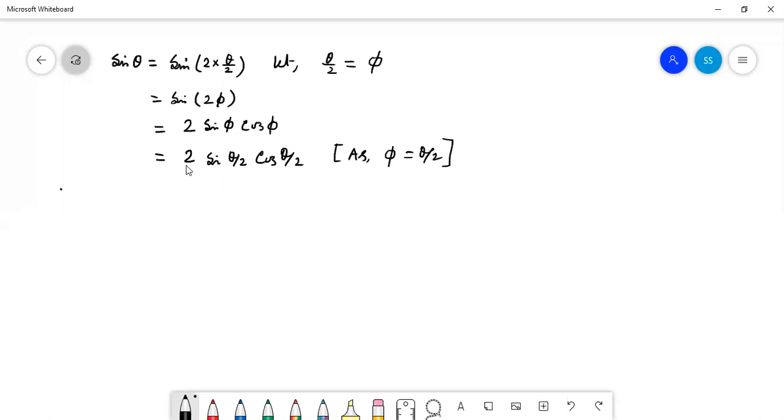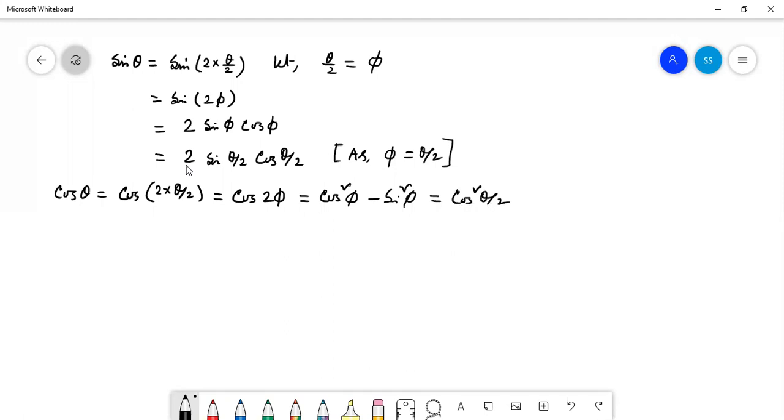In the same way, we can write that cos theta is equal to cos of 2 into theta by 2. Let this also be phi, so cos 2 phi is equal to cos square phi minus sin square phi. Now put the value of phi, that is cos square theta by 2 minus sin square theta by 2. So this is the formula for cos theta. Cos theta can be written as cos square theta by 2 minus sin square theta by 2.